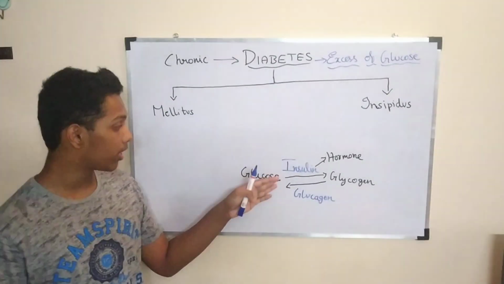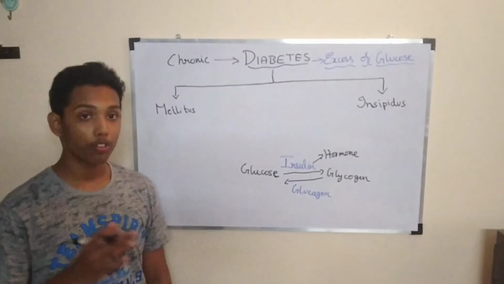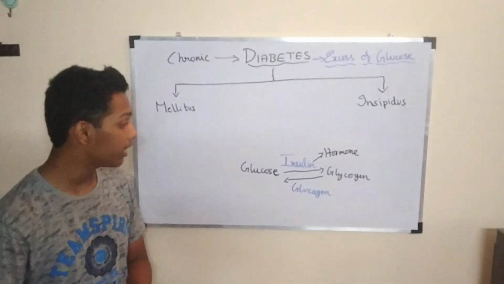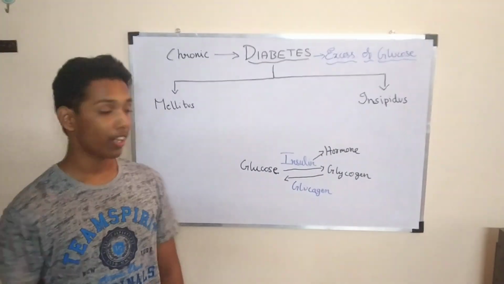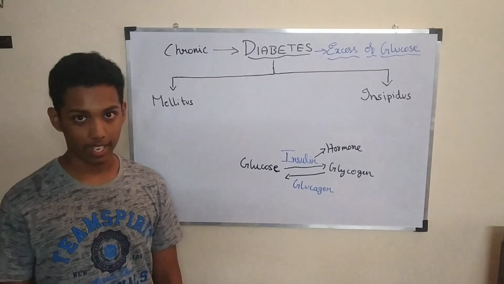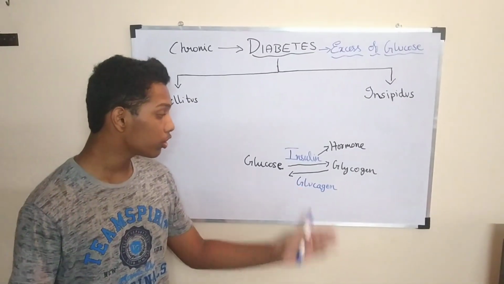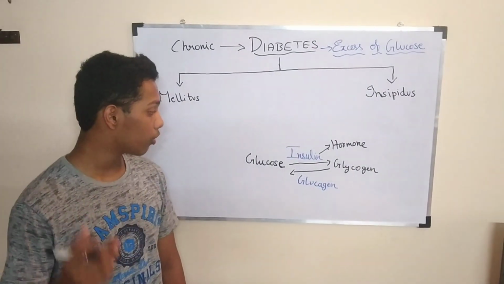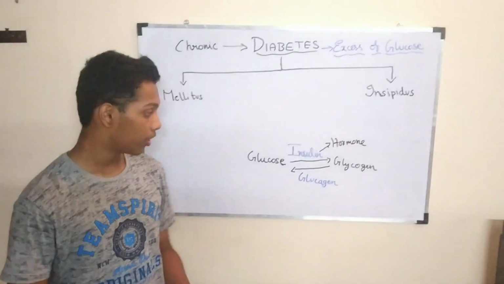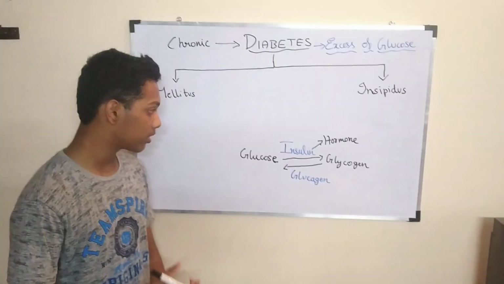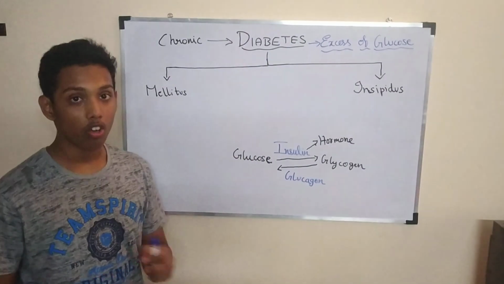So I'm sure that you have learnt about insulin. If you are asked to write the functions of insulin, the main function would be conversion of glucose to glycogen. The main function of glucagon would be conversion of glycogen back to glucose during emergency or flight conditions. That's it. And these both are hormones.